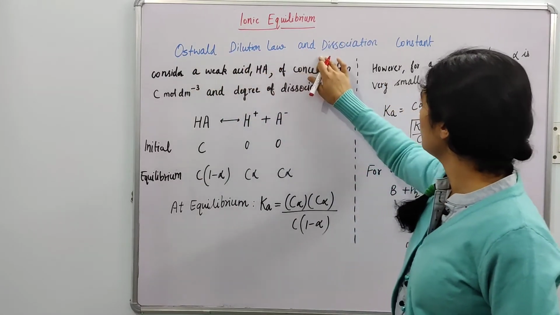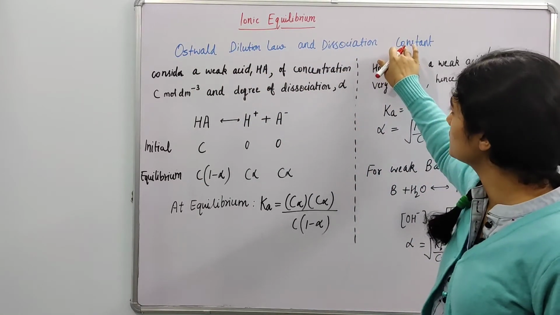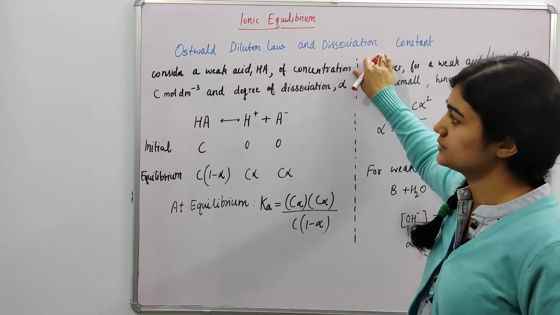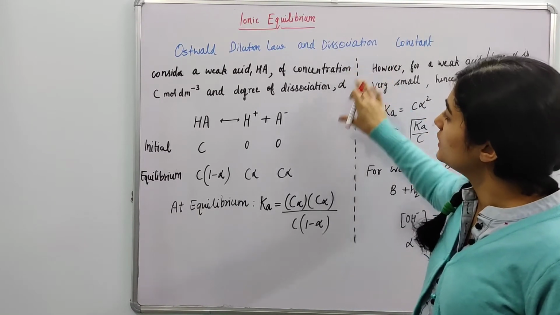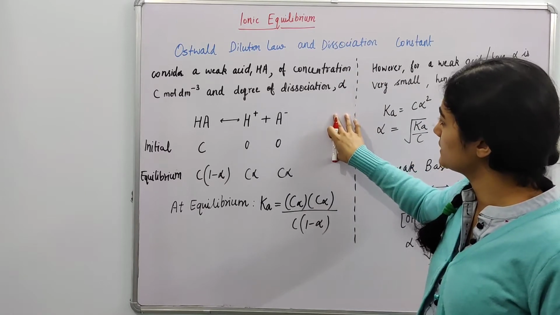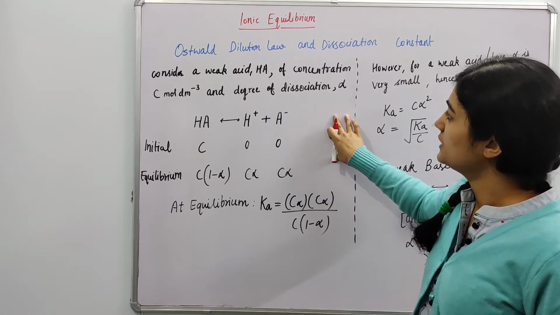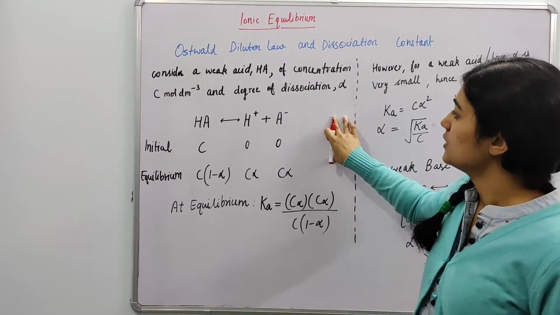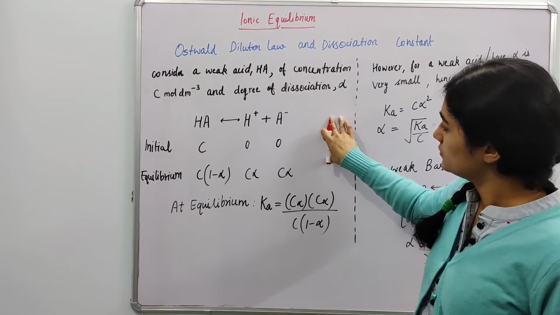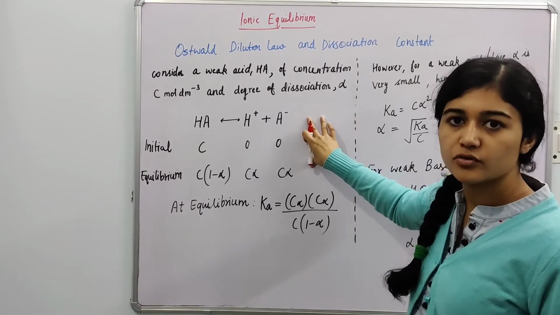Ostwald dilution law and relational dissociation constant. So Ostwald dilution law says, when you take a weak acid and the solution is diluted, so what happens? You can neglect the concentration of water.